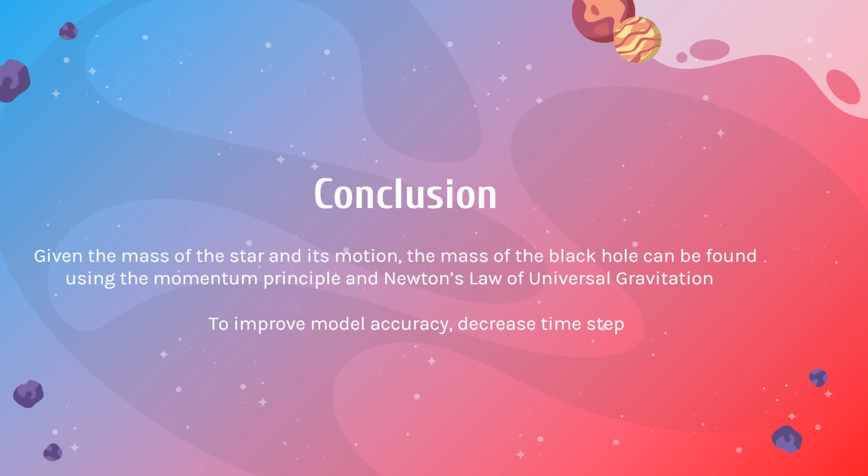In conclusion, using the momentum principle and Newton's law of universal gravitation, we were able to estimate the mass of the black hole using momentum and velocity data, and the mass of the star orbiting around it. In the computational model, the estimated mass of the black hole varied slightly over time intervals, but overall remained fairly constant. To improve the accuracy of the model in the future, we could decrease the amount of time between data points.